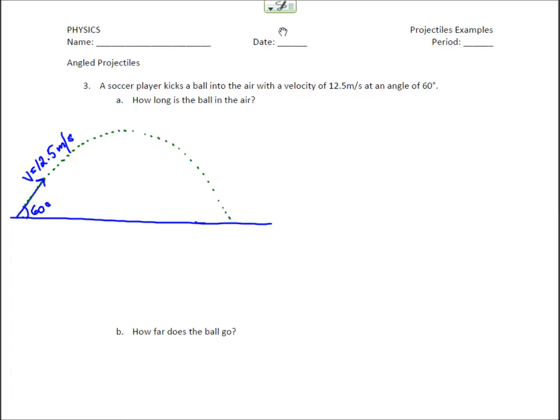But the next thing that I want to do is a step that we did with horizontal projectiles, but didn't really have to do much calculation for. What we want to do is find the vertical and horizontal components of our initial velocity here. So we're going to find those components. This is my horizontal component. This is my vertical component. Now, if we look back to our notes, we're going to see that we calculate those with these two equations.